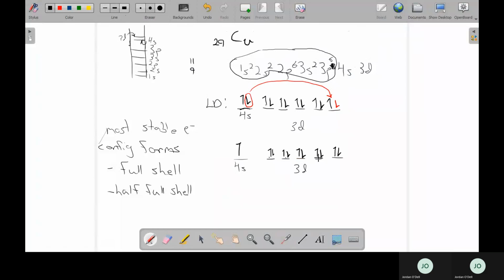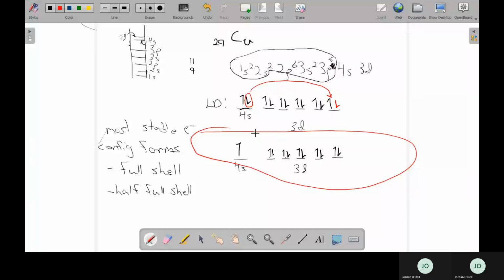because what we're doing is we're trading a full 4s shell for a full 3D shell. But notice my 3D shell is going from 9 electrons to 10, so it's going from 9 to a full shell, whereas my 4s shell is going from a full shell to a half full shell. So from an energetic standpoint, the bottom one is going to be more energetically stable. So this one's going to be more energetically stable.